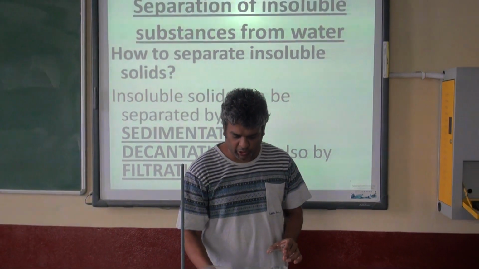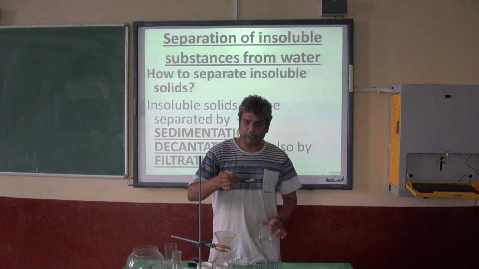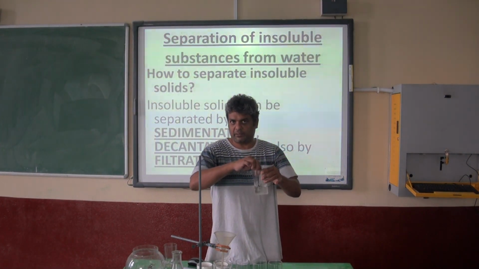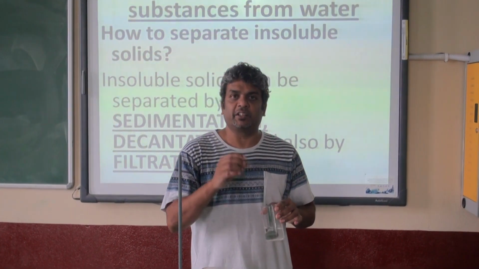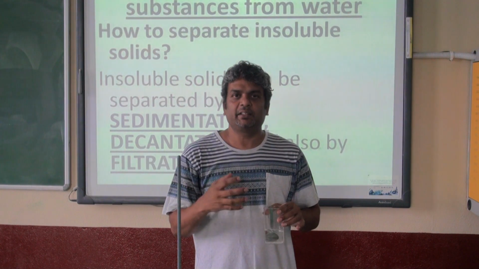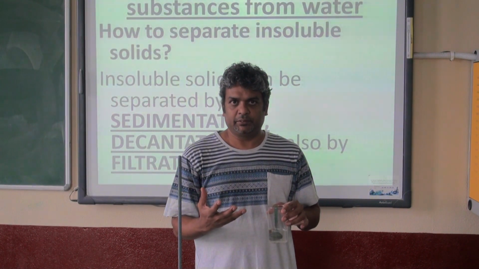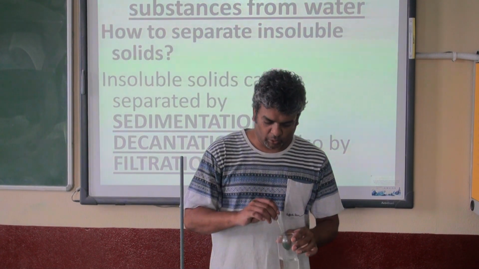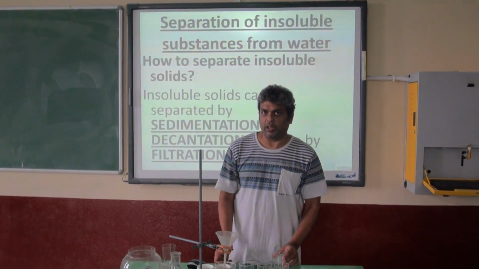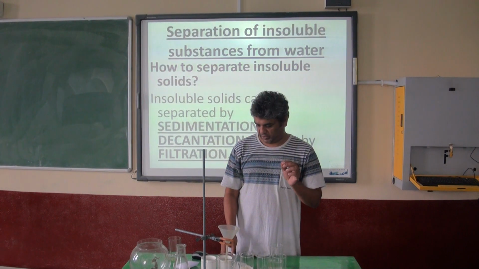Or if you take sugar also and you put it in water and you mix it, you will find that the sugar crystals, they dissolve in water and they disappear. You cannot see it anymore. So those substances, like salt and sugar, are called soluble substances.